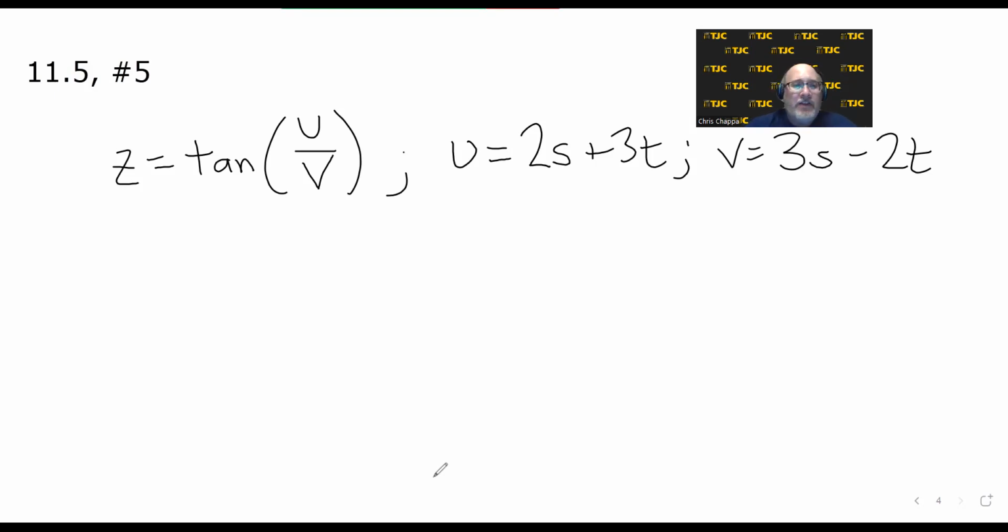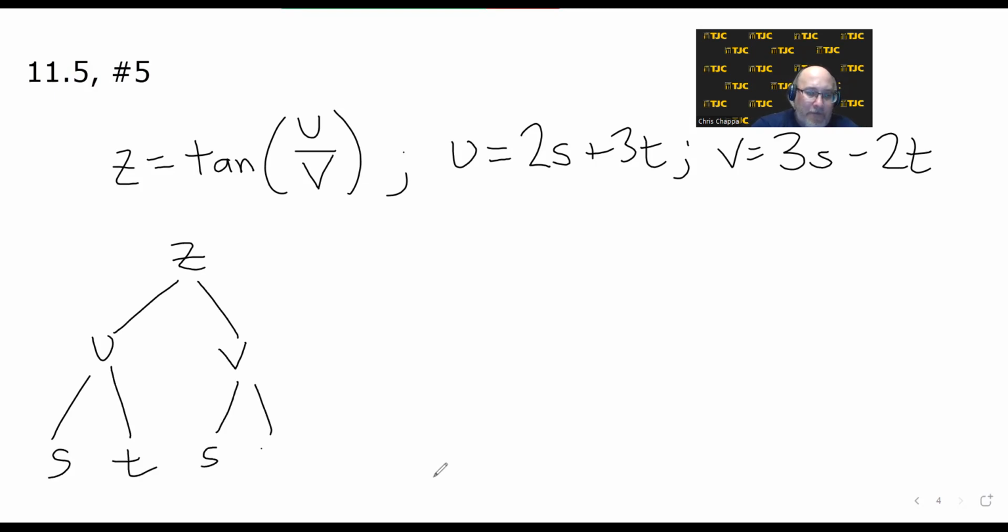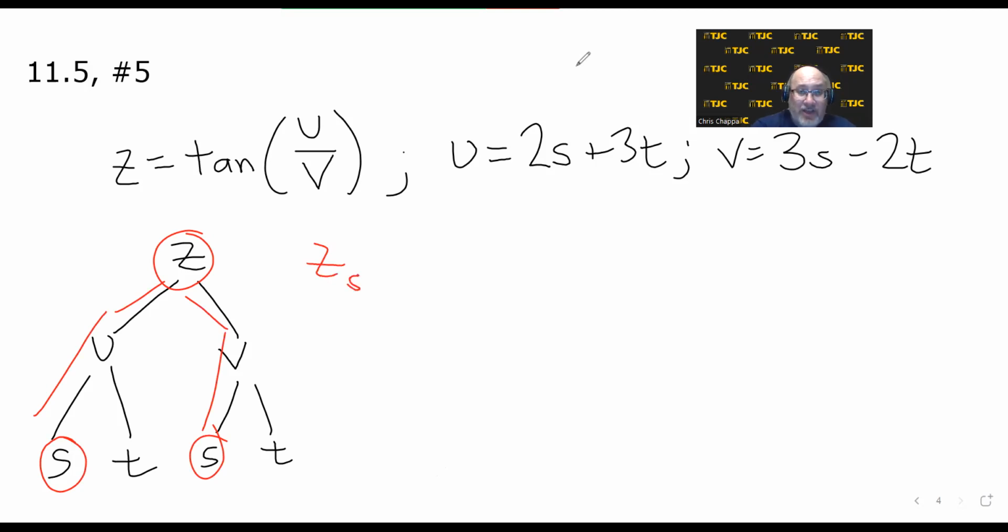Okay, so we want to find the partial of z with respect to s and the partial of z with respect to t. It might help to whip out a tree diagram. z is a function of u and v, but both u and v are functions of s and t. So if we want to find the partial derivative of z with respect to s, we have to trace down from the z down to all the s's, so it'll be here and here, which means for the partial derivative of z with respect to s, just do a partial derivative down each branch, multiply when you go down, add when you go to a different branch.